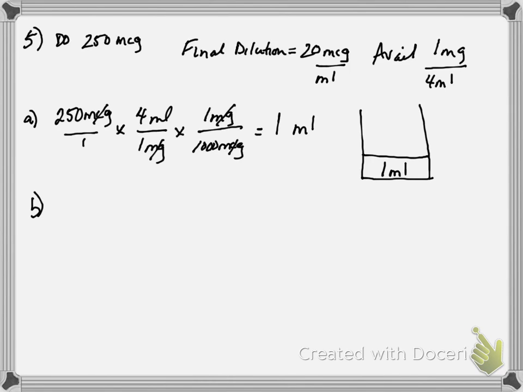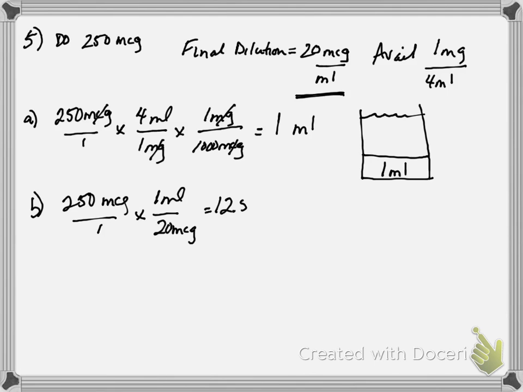Part B, what is the total volume in which the drug must be diluted to achieve a final dilution of 20 mcgs per ml? So I need to calculate the total volume. To do that, I go back to the doctor's order, 250 mcgs over 1 times the final dilution, and that's 1 ml over 20 mcgs. And that gives me 250 divided by 20 is 12.5 mLs. So my total volume will be 12.5.